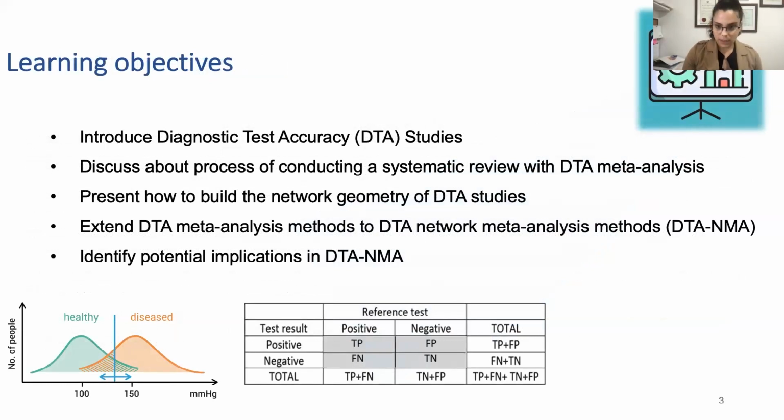So in today's session, we will give a brief introduction to diagnostic test accuracy studies, and how these studies that address the same research question and assess the same diagnostic test can be combined in a diagnostic test accuracy meta-analysis. We will present the systematic review process of a diagnostic test accuracy meta-analysis and the relevant meta-analysis methods. And then we will extend the diagnostic test accuracy meta-analysis to network meta-analysis, how this can be built within a network geometry, and what the implications are in conducting a DTA-NMA.